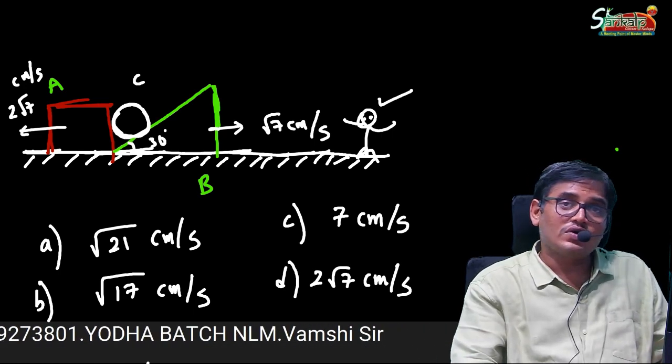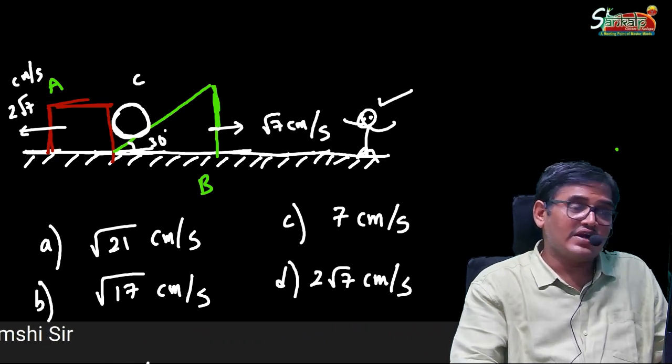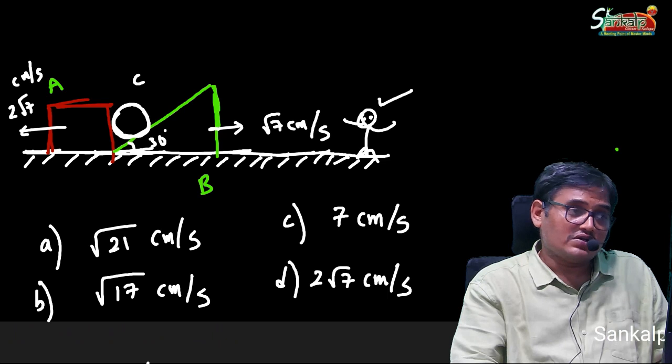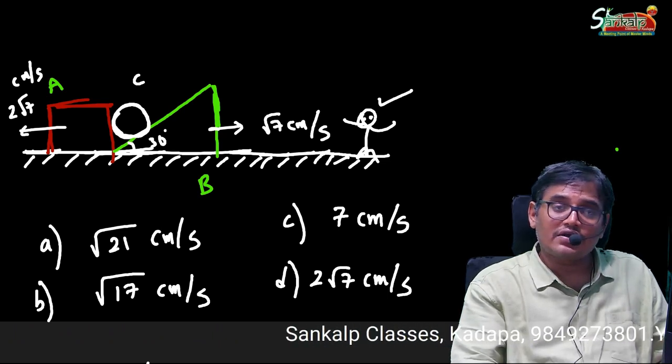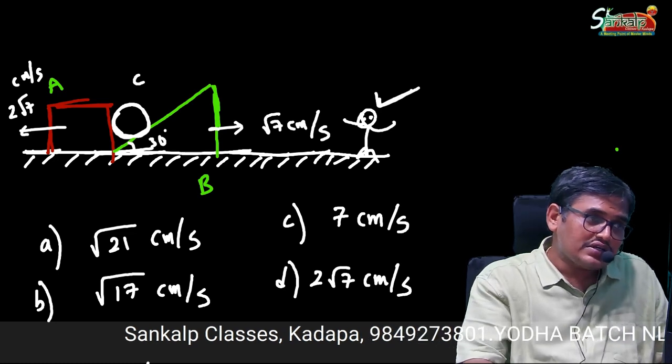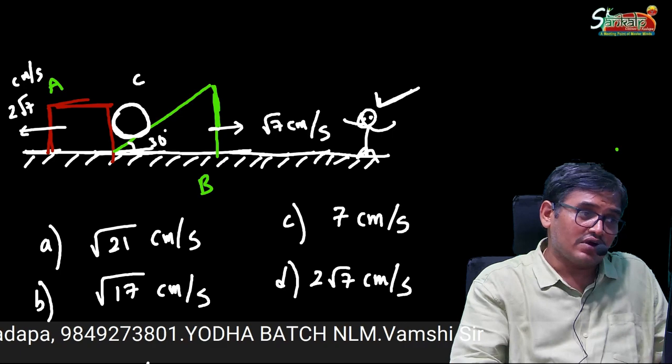2 root 7 towards left, horizontal. What velocity is observed for the wedge B? Root 7 centimeter per second, that is also horizontal. Can you estimate the velocity direction of cylinder C with respect to the ground observer?